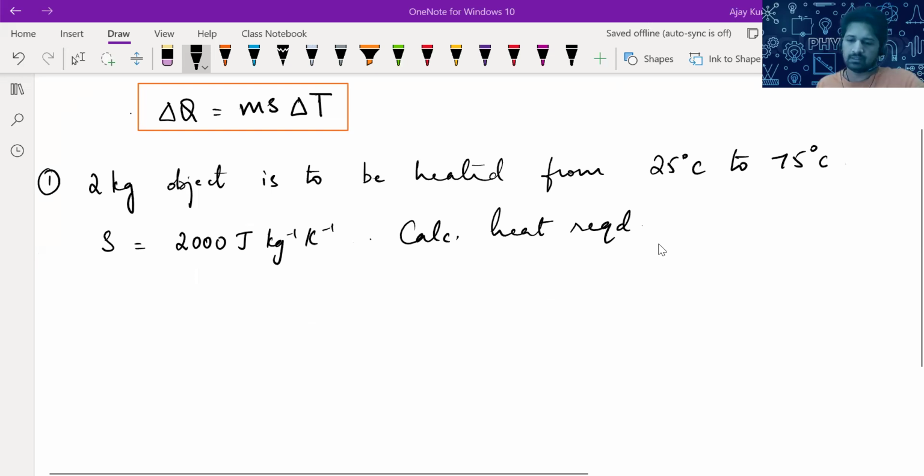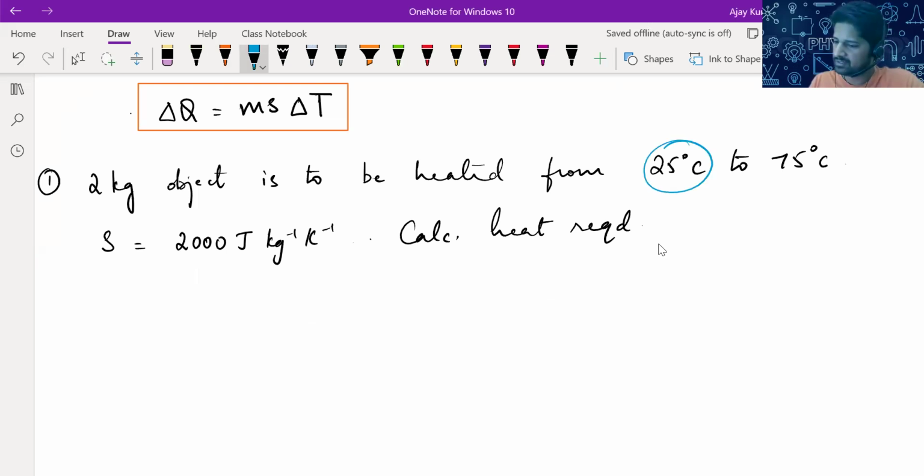Now, see, there is an assumption we are making when we use this formula delta Q is equal to m s delta T. Unknowingly, we'll be making that assumption. Temperature is changing all the way from 25 degrees C to 75 degrees C. Yesterday, we discussed the definition of a calorie. One calorie is the amount of heat required to raise the temperature of 1 gram of pure water from 14.5 degrees C to 15.5 degrees C.